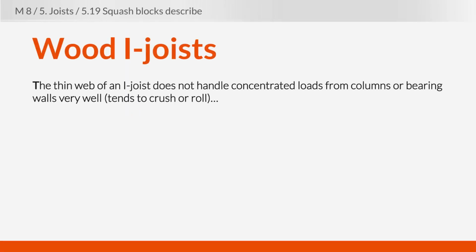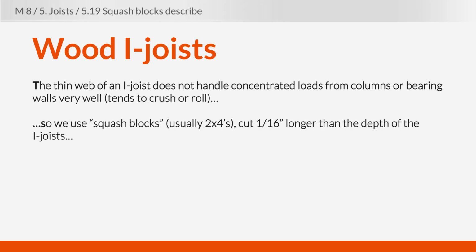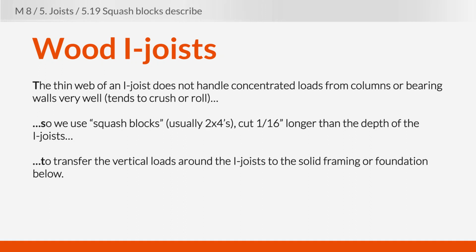The thin web of an I-joist does not handle concentrated loads from columns or bearing walls very well. And that makes sense. It's only 3/8 of an inch OSB. So it's not surprising that it would tend to crush or roll. So to resist that tendency, we use squash blocks. And squash blocks are usually just 2x4s that are cut about 1/16 of an inch longer than the depth of the I-joist. And they transfer the vertical loads from bearing walls above, around the I-joist, down to the solid framing or the foundation below.